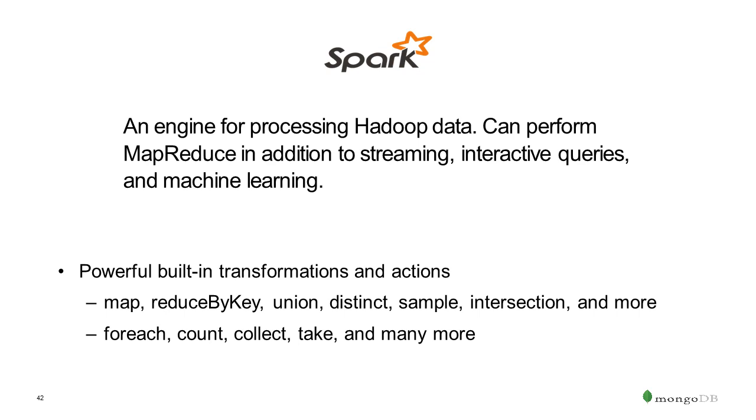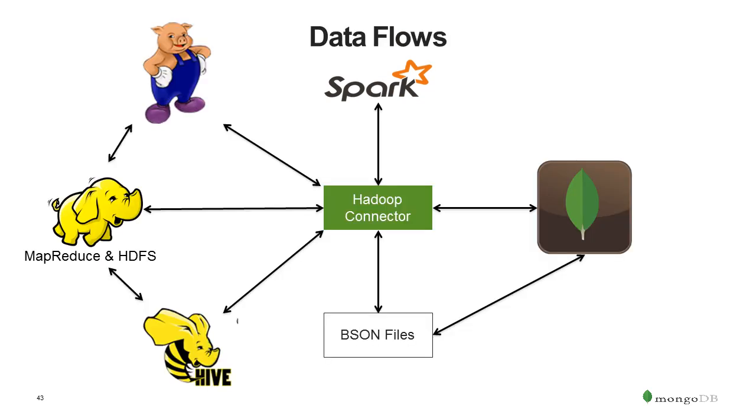And that is why we also allow you to use the Hadoop connector with Spark, as well as everything else that we've talked about today. We can use the Hadoop connector to get data in and out of MongoDB to be processed by Spark, or through a Pig script, or through native MapReduce and HDFS in Java, or Hive. There are lots of different ways that I can flow data. And then, of course, not forgetting the fact that I can process off of BSON files.